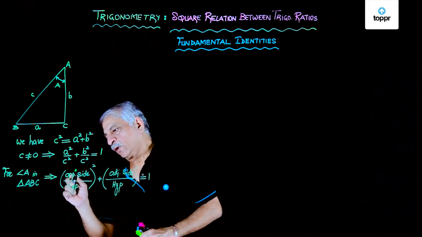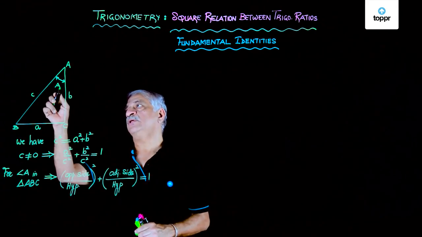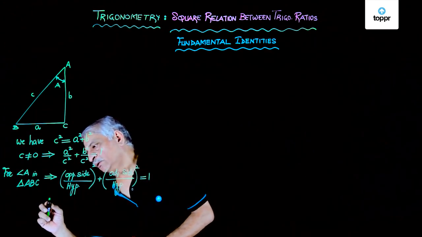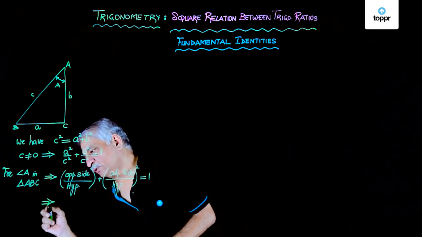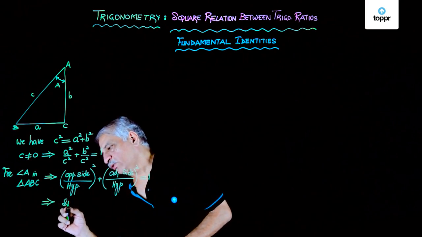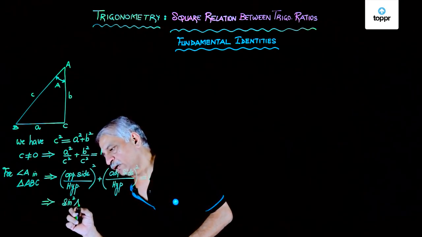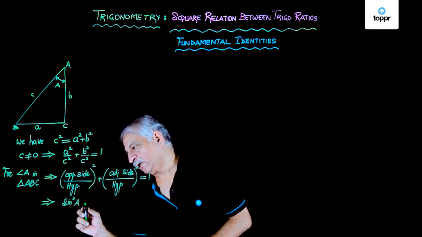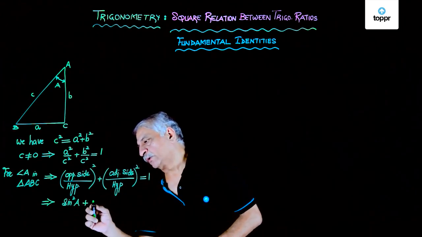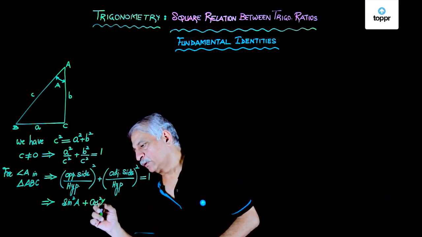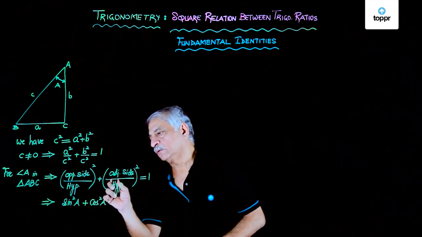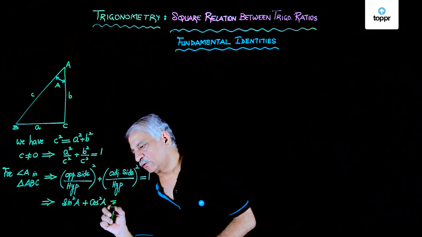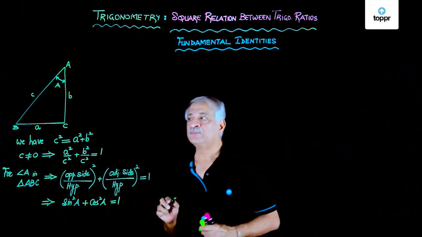Now, opposite side upon hypotenuse is the sine by definition. This is equal to sine square A. Adjacent side upon hypotenuse is cos square A, it is adjacent side upon hypotenuse the whole square. This is equal to 1.